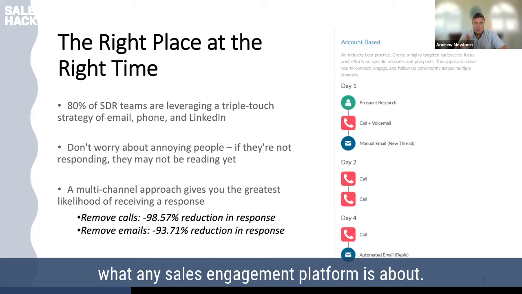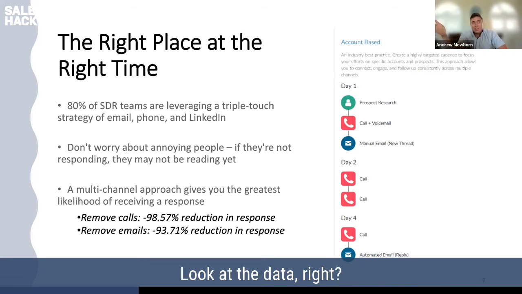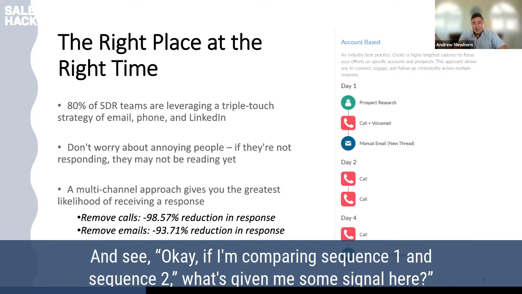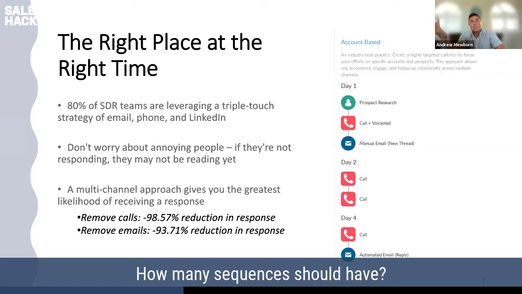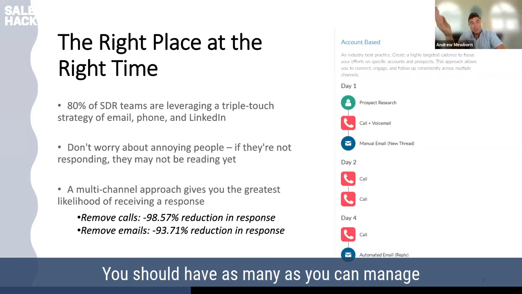And then what you see, what outreach is about, what any sales engagement platform is about, is look at the data, right, and see, okay, if I'm comparing sequence 1 and sequence 2, what's giving me some signal here, right?